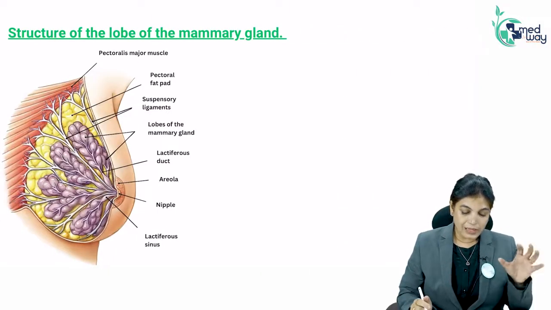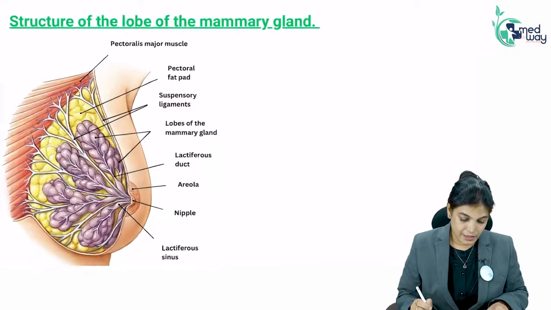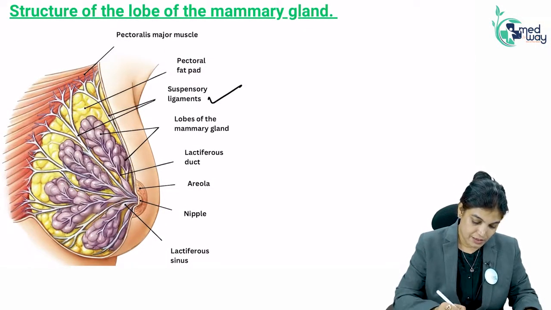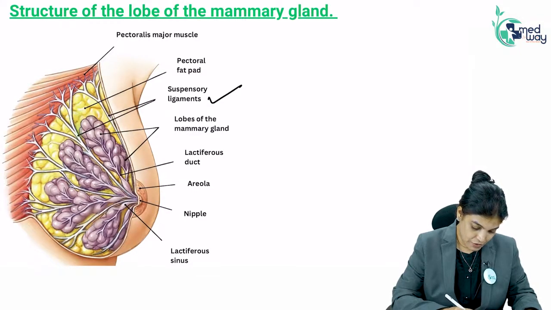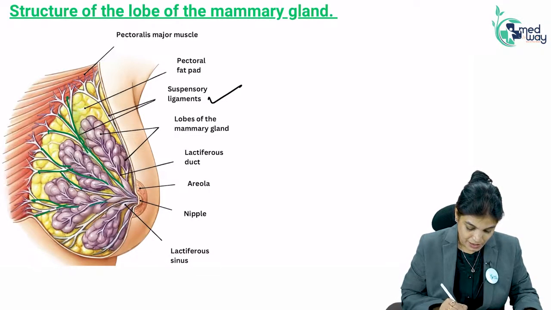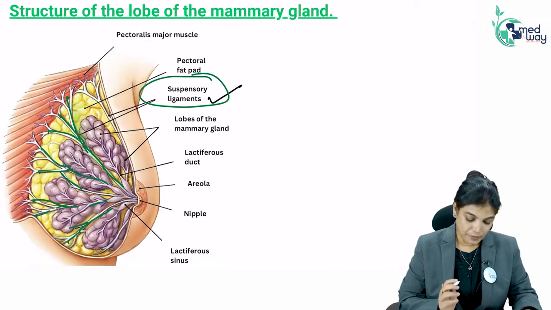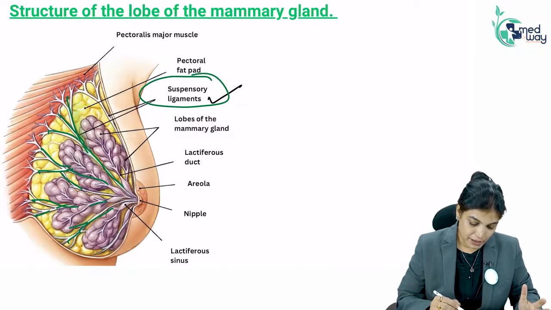Now, I would like to show you another image. Let me just enlarge it. What you can see are the suspensory ligaments. In between, you can see there are so many lactiferous sinuses, and in between there are fibrous septa, and these septa are supporting the suspensory ligament, supporting the breast parenchyma.